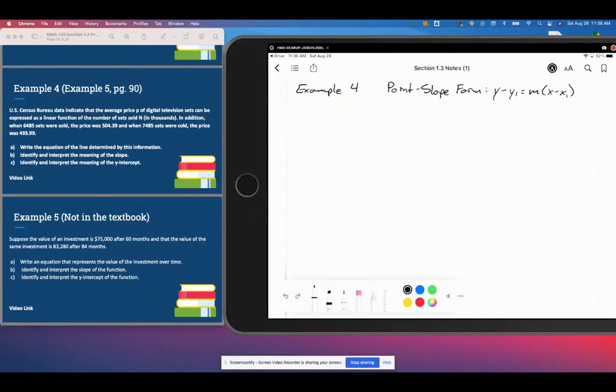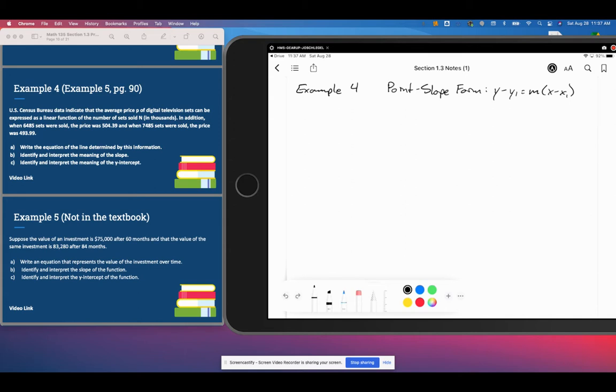So we're back with example 4, and in this case we have the US Census Bureau data indicates that the average price P of a digital television, this is way before HD, can be expressed as a linear function of the number of sets sold in thousands. In addition, when 6,485 sets were sold, the price was $504.39. And when 7,485 sets were sold, the price was $493.99. We're asked to write an equation of the line determined by this information.